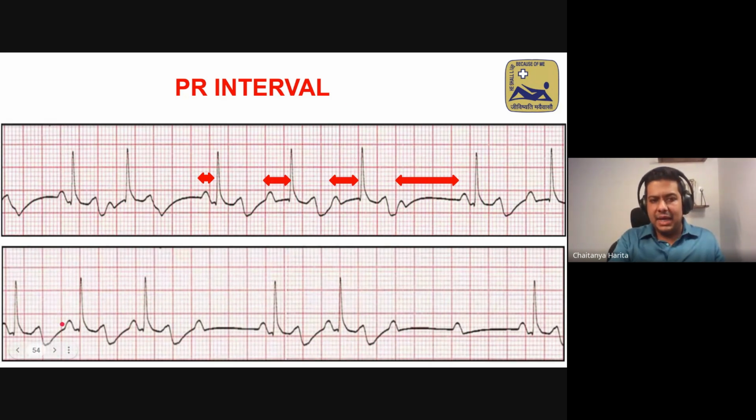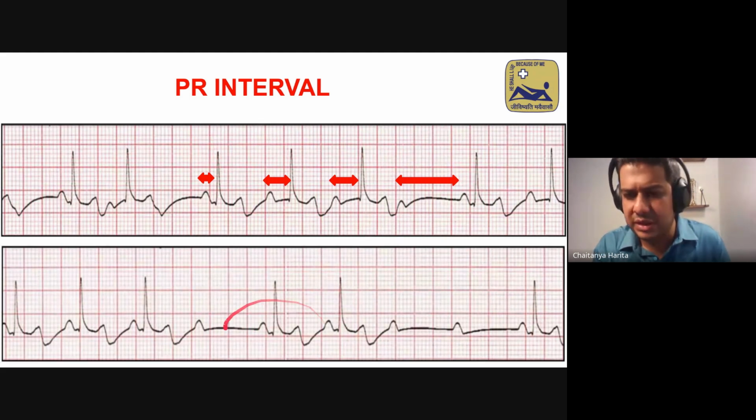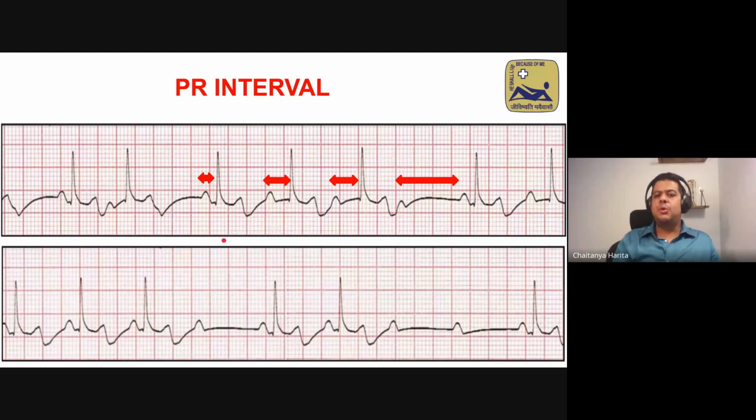Mobitz type 2. PR interval is about 5 boxes, suddenly skips a beat. 5, 6 boxes, 5, 6 boxes, skips a beat. So this is Mobitz type 2, this is Mobitz type 1, indicative of AV block. In the next ECG class, I will teach you all about it.